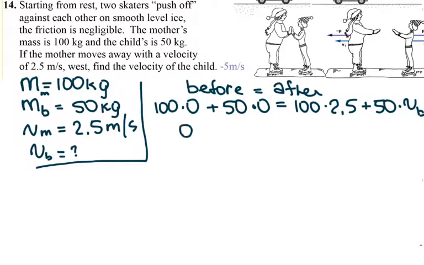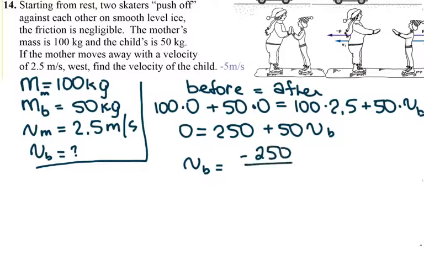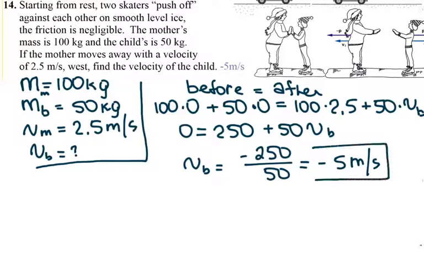So it looks like I have a 0 and 250 on the other side, plus 50 times the velocity of the boy. So the velocity of the boy is going to be equal to negative 250 divided by 50, which is negative 5 meters per second. The negative comes because it moves in the opposite direction from mom.